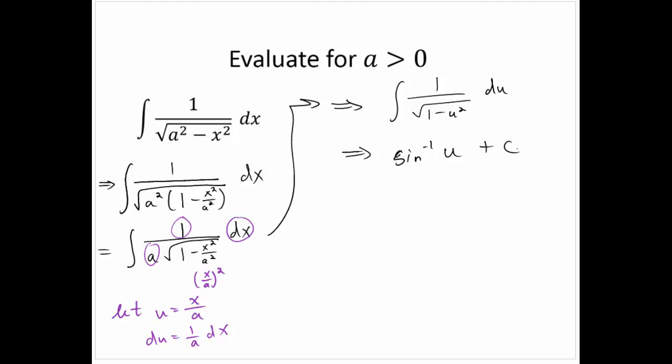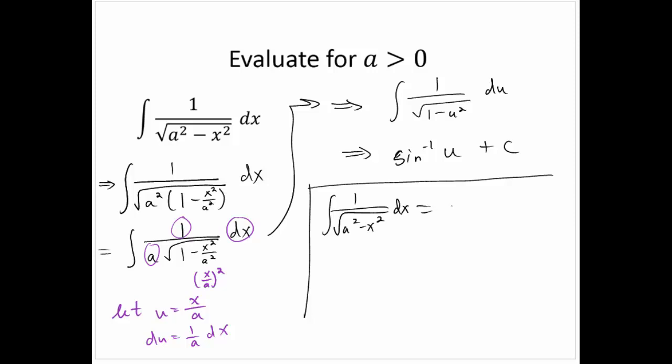And we substitute back. So our end result is that the integral of 1 over the square root of a squared minus x squared dx is arc sine of x over a plus a constant. And this is something that I'm going to ask you to memorize in the next chapter. And so I want to at least show you where it comes from.